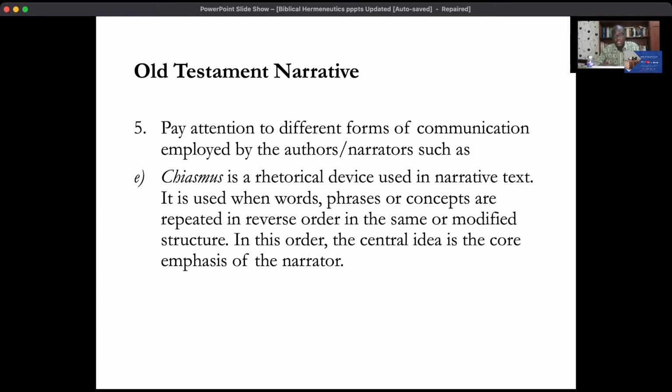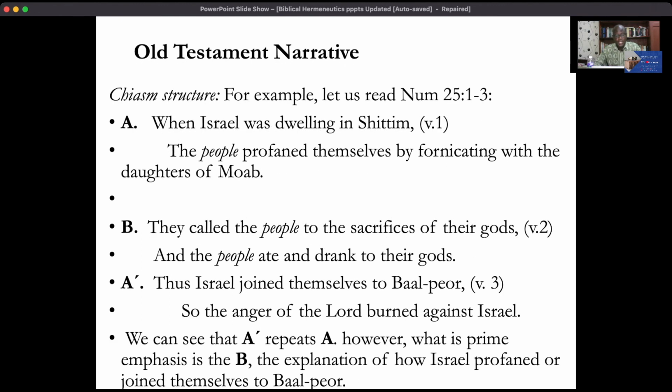This chiasmus is a rhetorical device used in narrative texts. It is used when words, phrases, concepts are repeated in reverse order, in the same or modified structure. In this order, the central idea is the core emphasis of the narrator. And so an example is presented here in Numbers chapter 25, verses 1 to 3. In chiasm, what happens is that the first line, or in other words, the idea that's presented first, is repeated at the end of the story. But the focus of the author is in the middle. So we have the repetition, but what is in the middle is the focus.